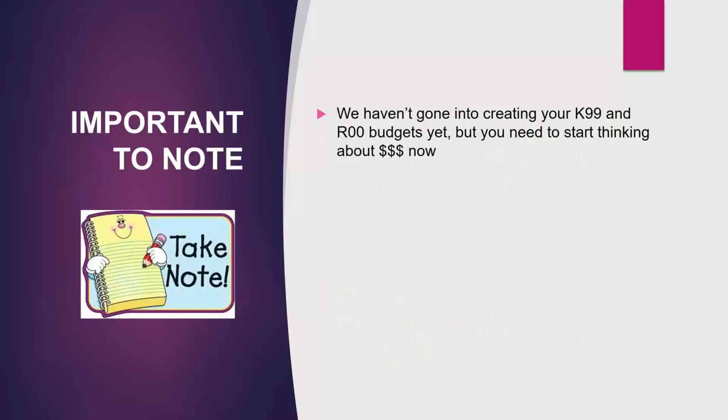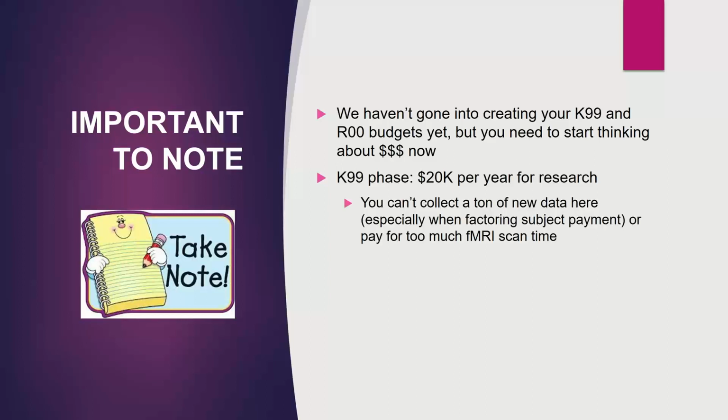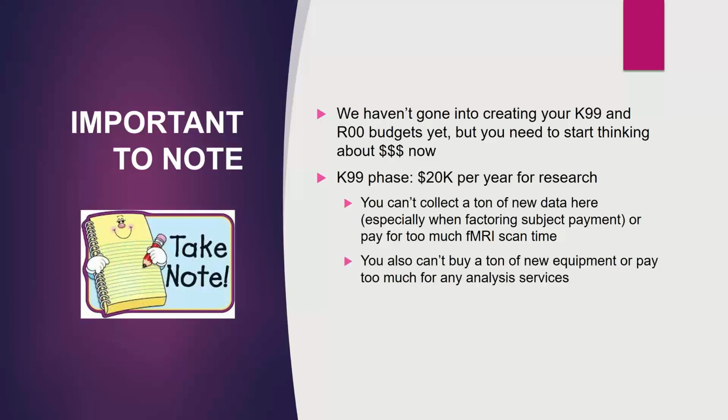It's important to note that we haven't gone into creating your K99 and R00 budgets yet, but you need to start thinking about money now. For the K99 phase, you get $20K per year for research, which is not a lot of money. You can't collect a ton of new data here, especially when factoring subject payment into the equation, or pay too much for fMRI scan time. You also can't buy a ton of new equipment or pay too much for any analysis services. Be mindful of this when designing your approach.